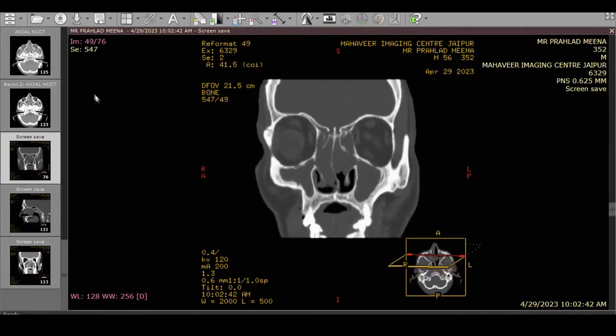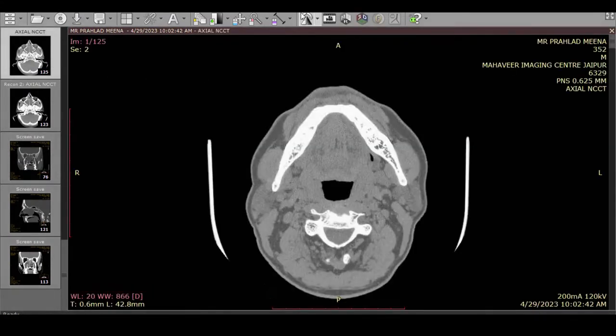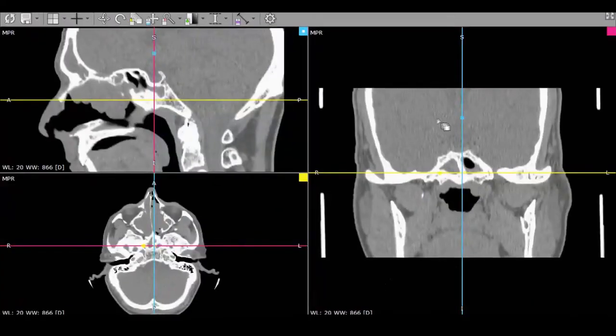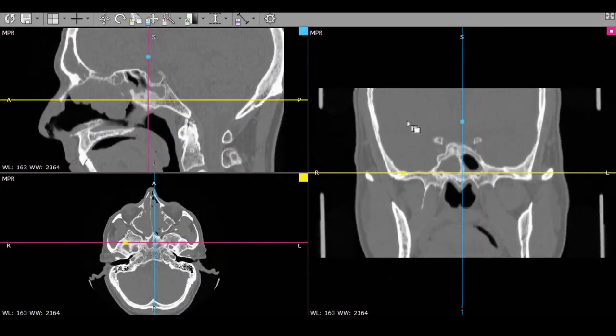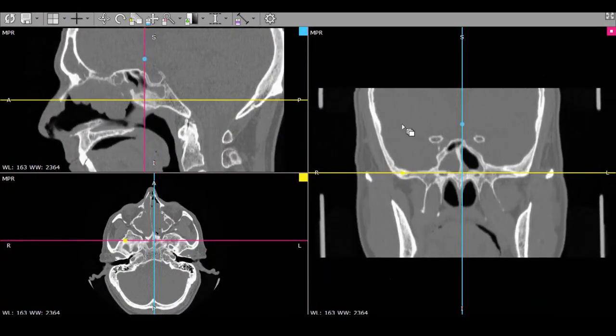Now coming to the next one. That's a very interesting one. Prahlad, no? This patient, see this. Again, eosinophilic disease.